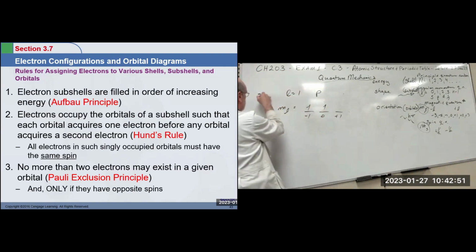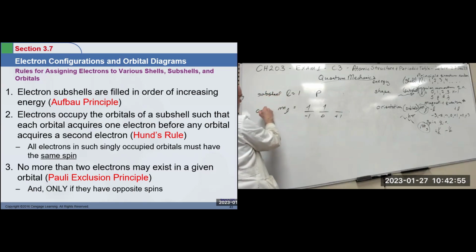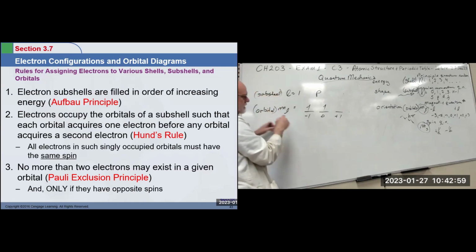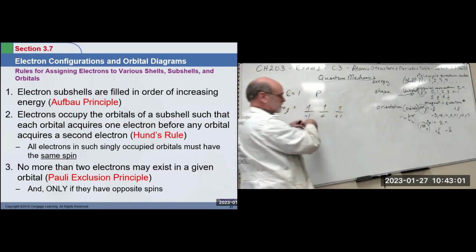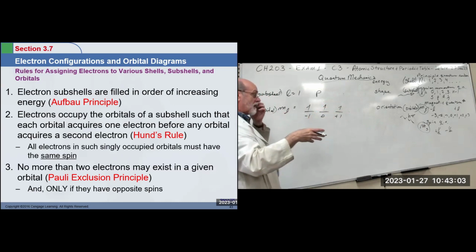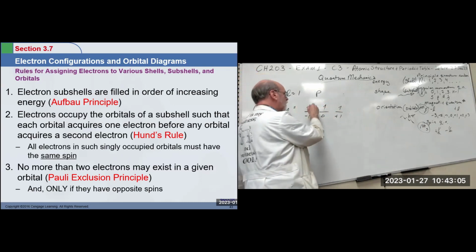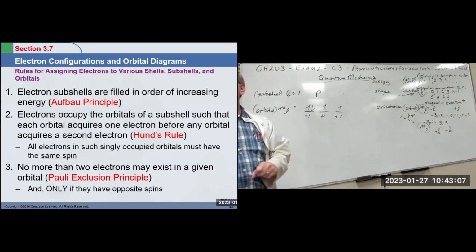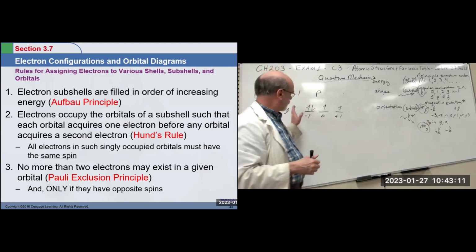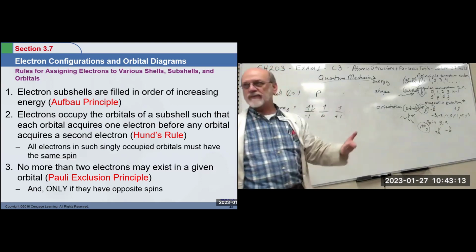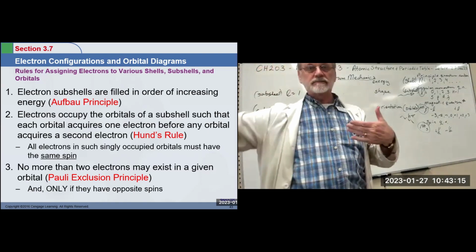This is a subshell, and this is an orbital. So each orbital has to have at least one electron in it. So we go, the next proton and electron, we go there. Then if we need another one, now we can go back and start pairing them up. That's Hund's rule. They have to all be unpaired until you get one in each. Then you can go back and pair them up as you're building.